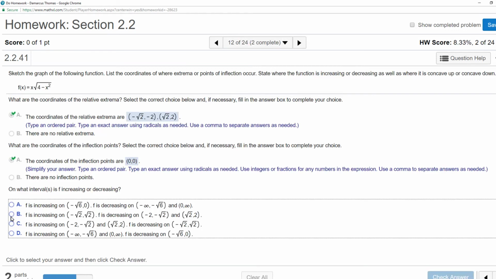That looks like choice B. And these are intervals. These are not ordered pairs. I know it's a little ambiguous, this notation, but yeah, that's what we have there.